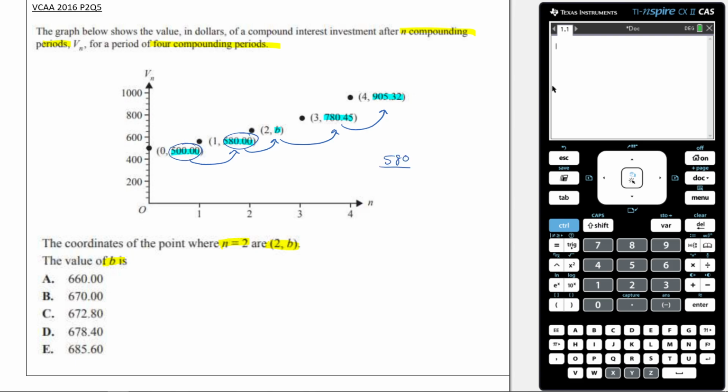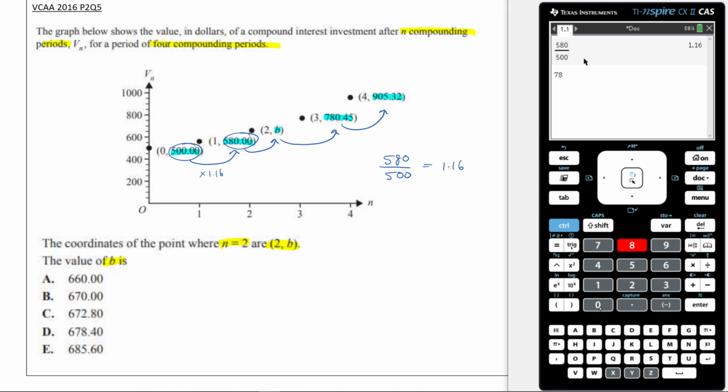We can take 580 and divide it by 500. So we can come over here, control divide, 580 over 500. And you can see what we're going to end up with is 1.16. And sure enough, what I'm doing is multiplying by 1.16 each time. So if I take 780.45 and multiply it by 1.16, I should end up with 905.32. And sure enough, I do.